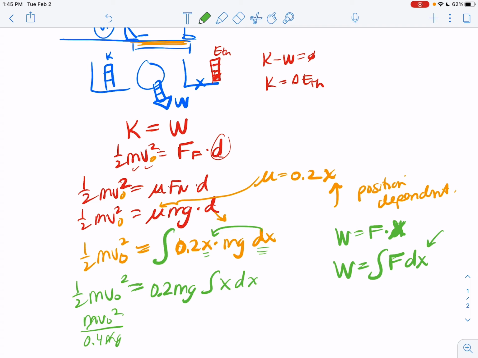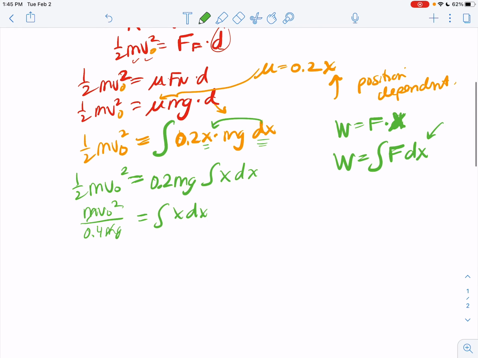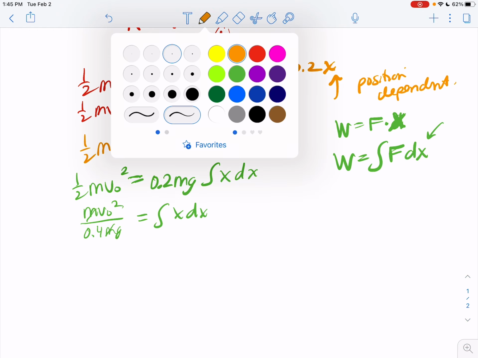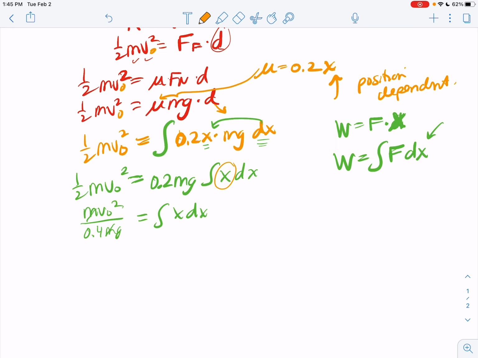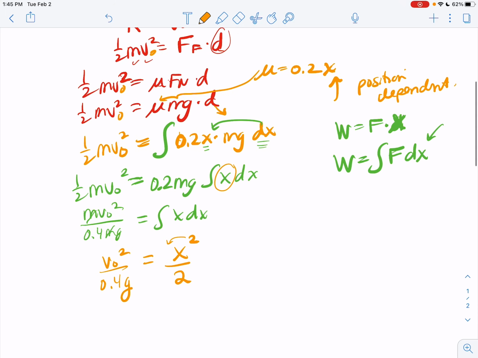Is this going to be right? Well, we'll see when I get the right answer. If not, I'll have to re-record. Okay, and then you get this. Even if you don't know integrals yet, what I want to find is what the original would be if I took the derivative and it was x. So I know it's going to have to be an x squared, because when I take the derivative, I'll get x. And then if I bring that 2 down, I need it to cancel out. So I get v naught squared over 0.4g times x squared over 2.